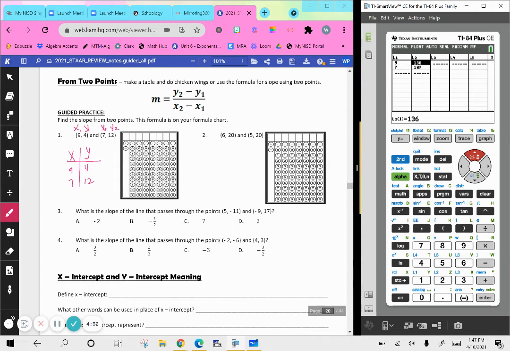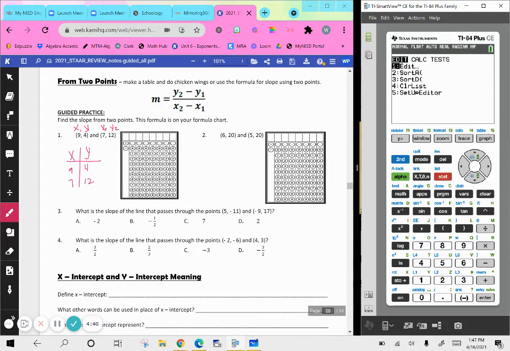And I'm going to go up, and so here with the 9, it's 4, and 12 for Y, for the 7. And then I'm going to hit stat, calc, go down to linear regression, and again, just keep hitting enter till it comes up, and your slope is -4.